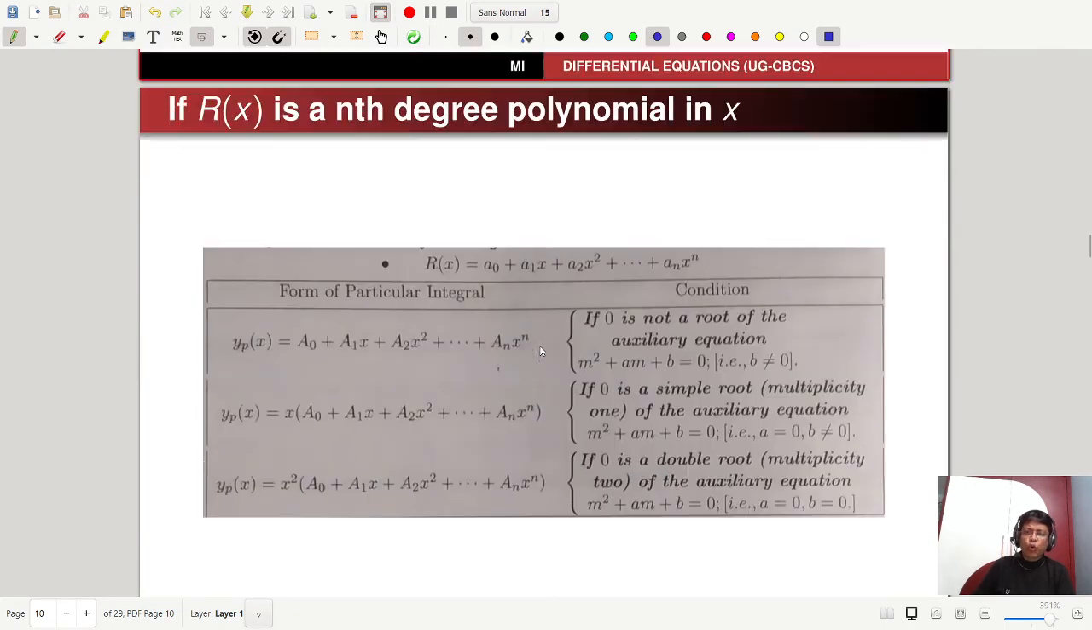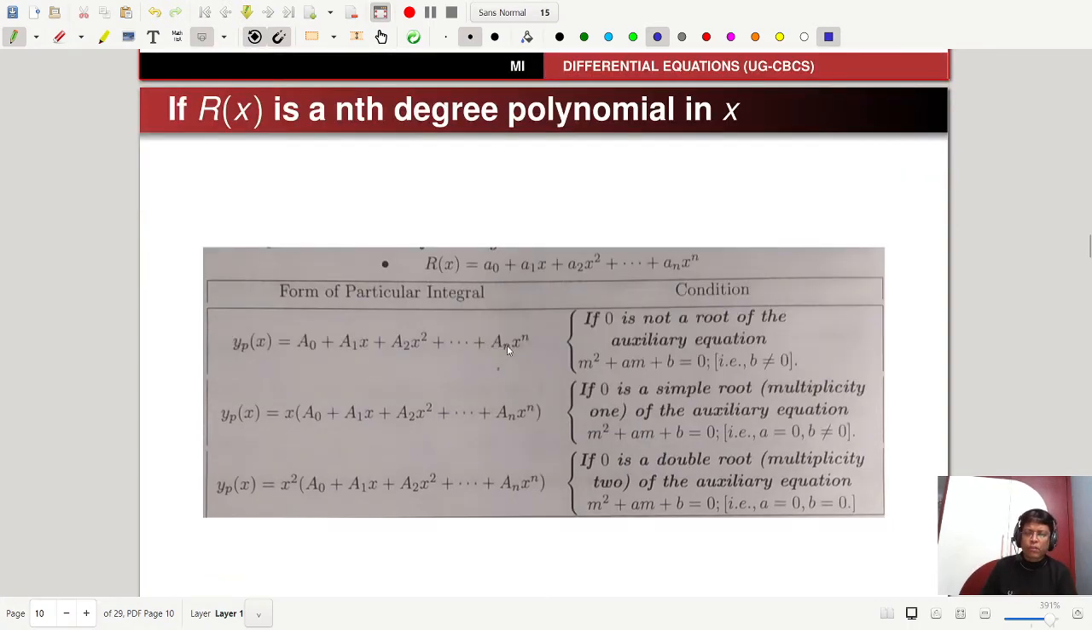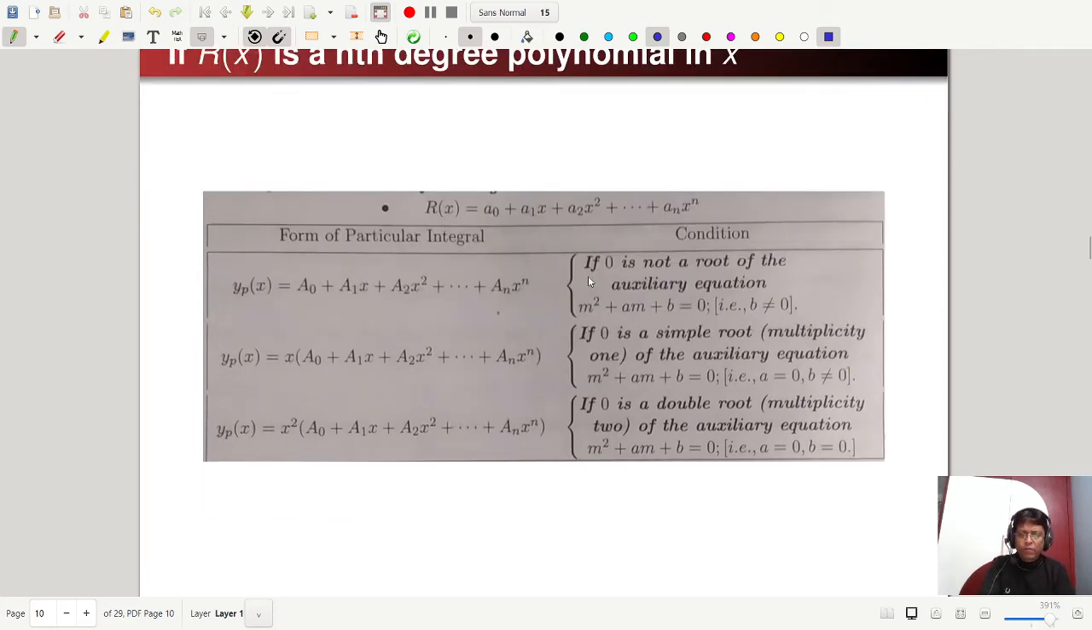Now let us go to the next rule. If R(x) is an nth degree polynomial in x, so if I'm talking about the polynomial, maybe your right hand side is a constant or linear polynomial or quadratic polynomial or nth degree polynomial. So let's come to the rule. Number one, if 0 is not a root of the auxiliary equation, then your yp will be simple.